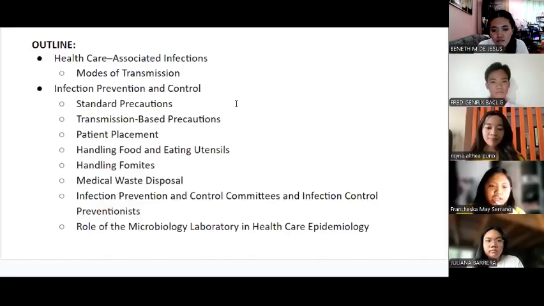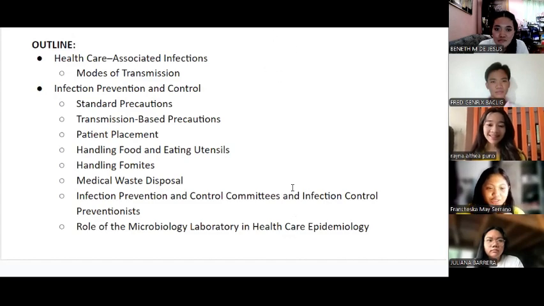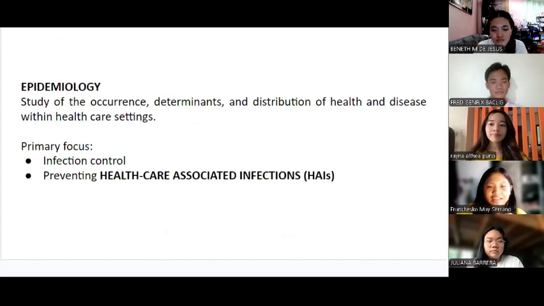Healthcare-associated infections or HAIs, and infection prevention and control, which has multiple subtopics, which we will be discussing for this morning. Starting off, what is healthcare epidemiology?